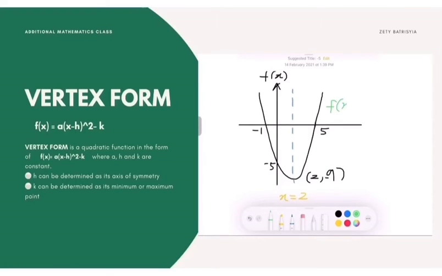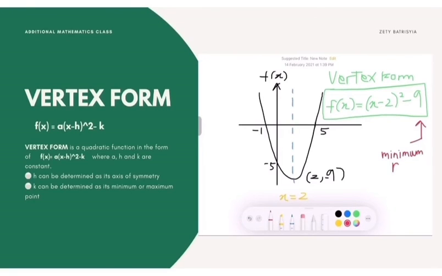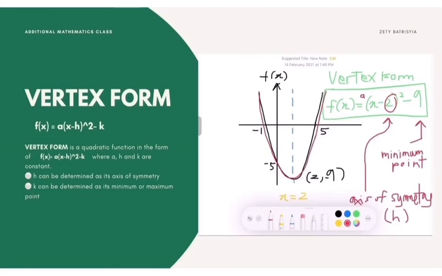This diagram shows the sketch of a graph of a quadratic function in the vertex form, which is f(x) equals (x minus 2) to the power of 2 minus 9. This vertex form represents this graph. The number 9 here represents the minimum point in the graph, while the number 2 here represents the axis of symmetry in the graph, which is also known as h. When a is more than 0, the vertex (h, k) is the minimum point and k is the minimum value of f(x), which causes the graph to smile.